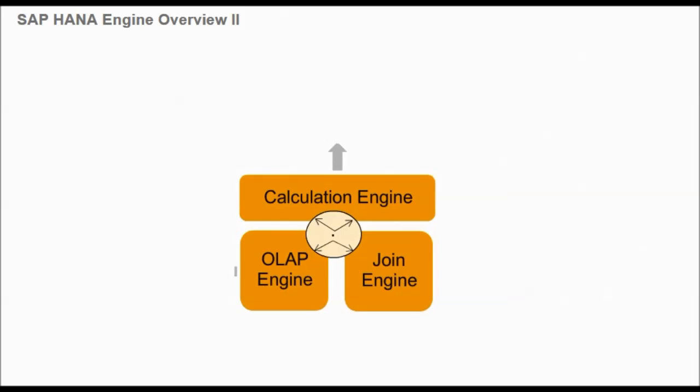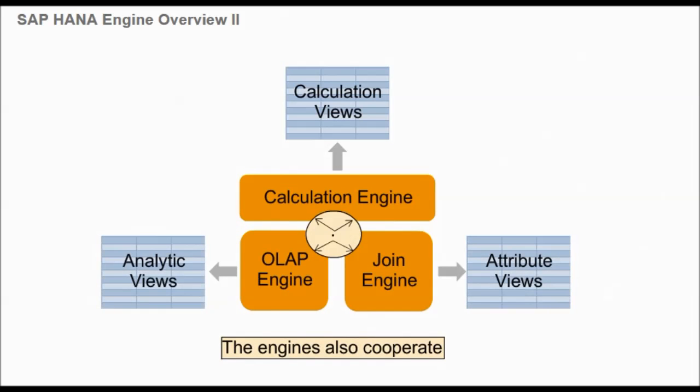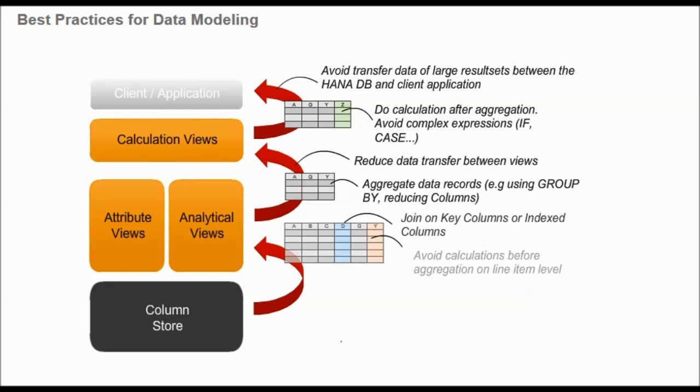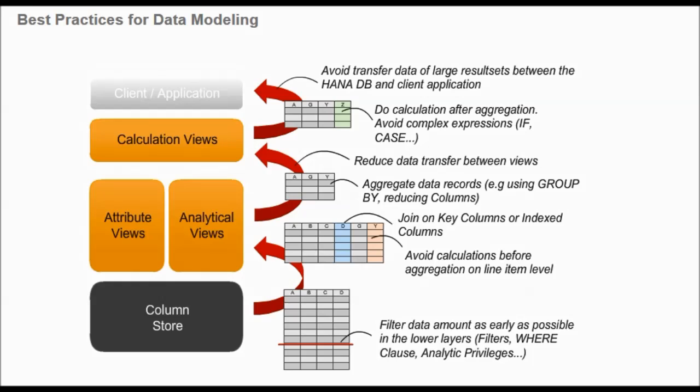When building new information models, it is useful to keep in mind which engine is predominantly used by the type of model. But the only way to identify which engine is actually called, you must use the Explain Plan tool, which is covered later. When you build any information model, you must keep in mind a number of principles that will help you to build high-performance models.